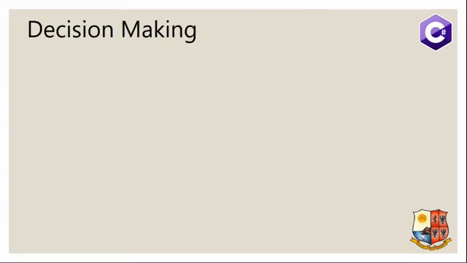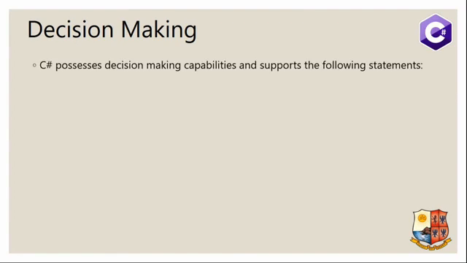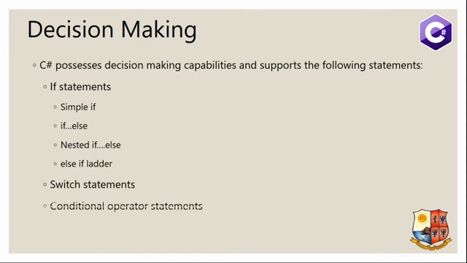Decision making. Okay, when it comes to decision making, I think it's the same as Java, so I'm not going to take much time on this. I'm just going to tell you what the different decision making capacities in C sharp are: simple if, if else, nested if else ladder, switch cases and conditional operator statements. All of these are exactly the same as in Java.